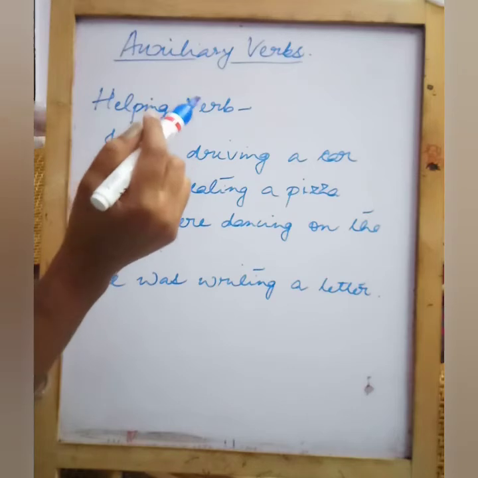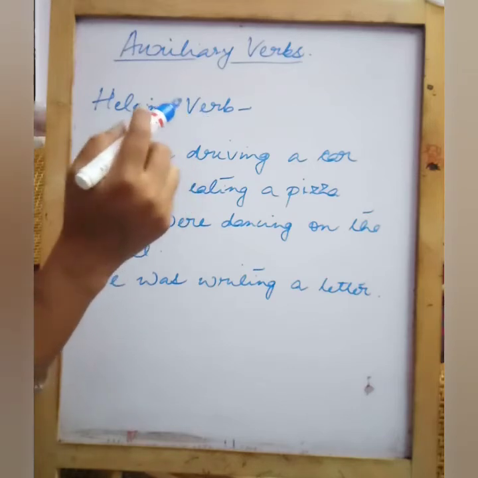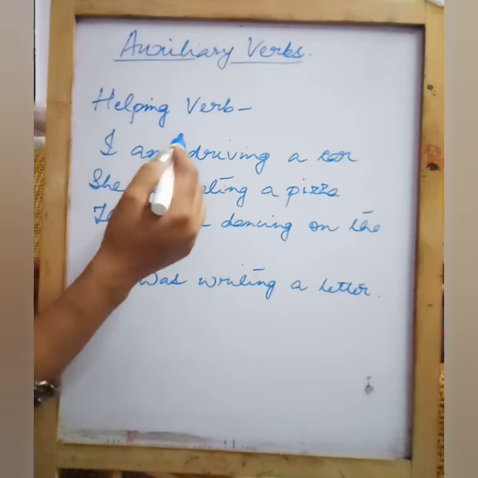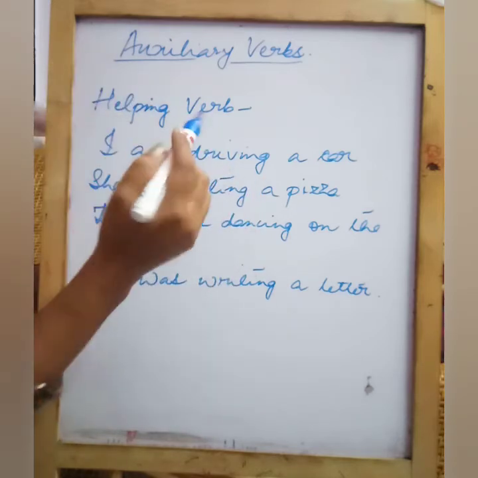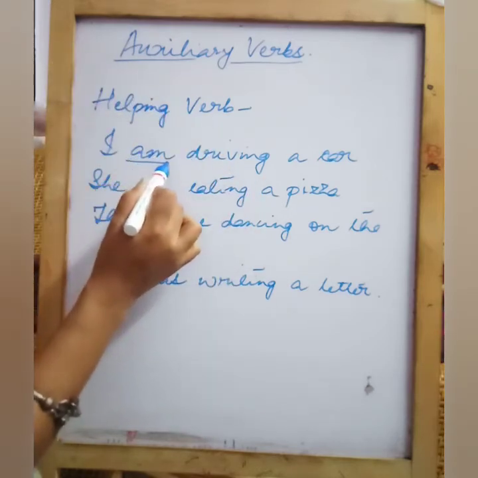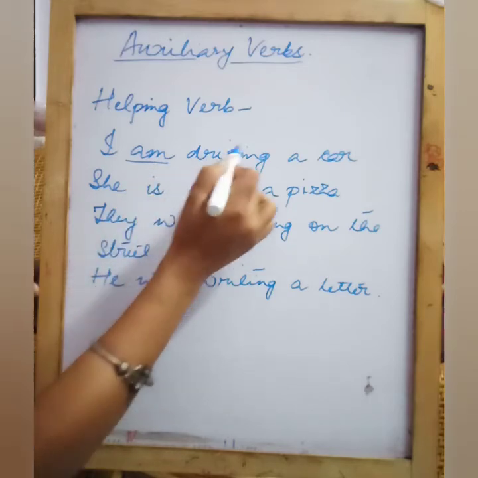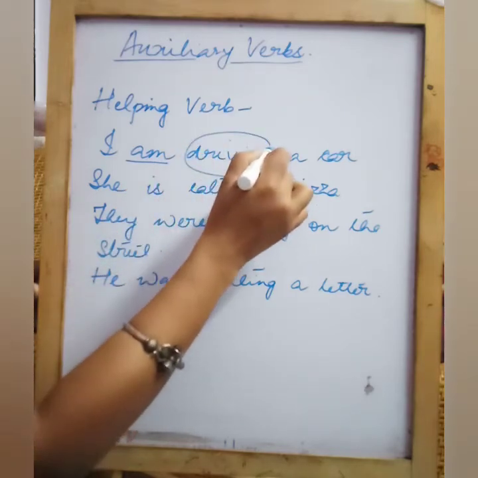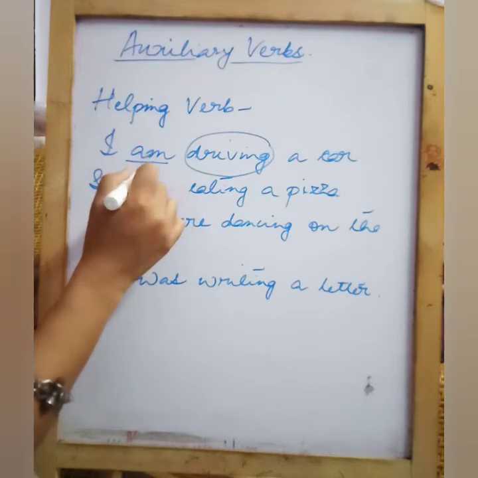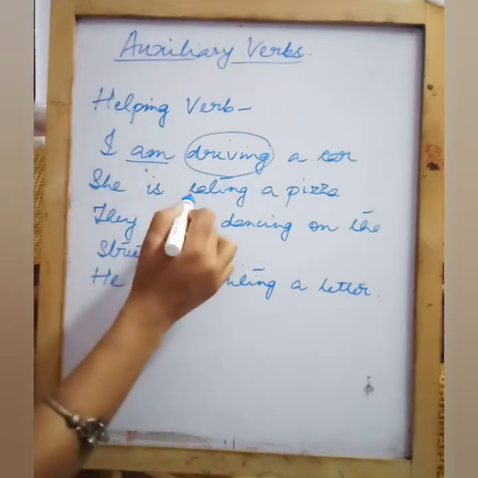To be is a what? Auxiliary verb, isn't it? To be is an auxiliary verb, it is a helping verb. Here it is acting as a helping verb, not as a main verb. Why? Because see, the helping verb am, it is a form of to be, isn't it? Am driving. The main verb is driving. So I am driving means in the present tense, isn't it? I am driving. She is eating.